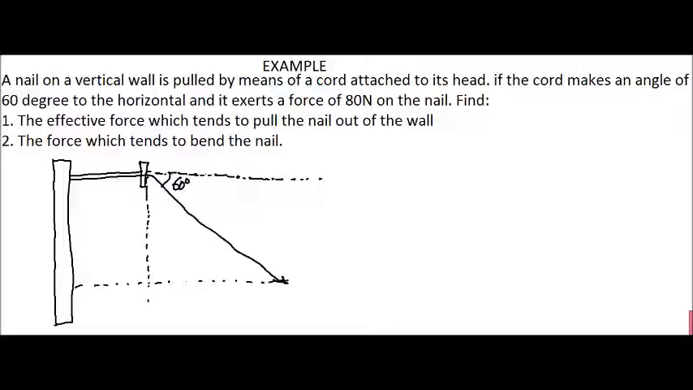Now this question here is: a nail on a vertical wall is pulled by means of a cord attached to its head. If the cord makes an angle of 60 degrees to the horizontal and exerts a force of 80 Newton on the nail, find the effective force which tends to pull the nail out of the wall. Then number 2, find the force which tends to bend the nail.